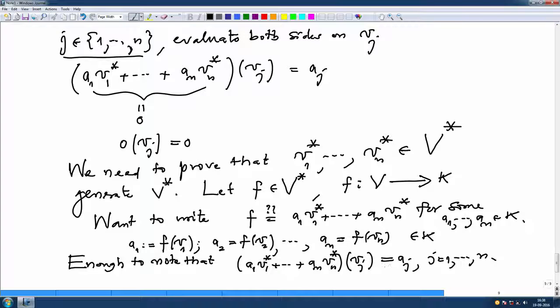This is clear because of our properties of the Vi stars, and on the other side is f of Vj, which we have called Aj. So, therefore, it proves that it is a generating system for the vector space V star. So, in this case they are equal. Okay.